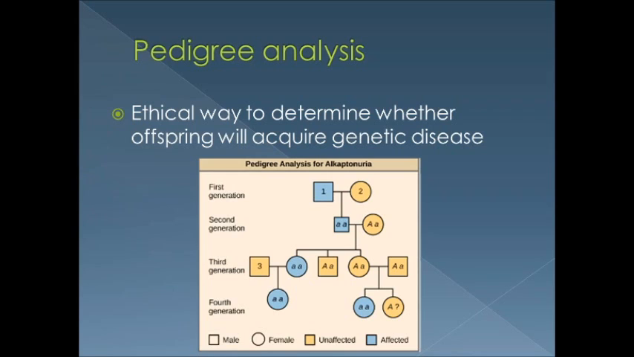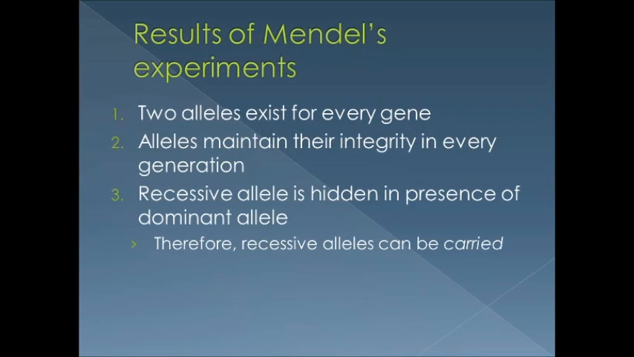Mendel determined from his experiments that two alleles exist for every gene, that alleles maintain their integrity in every generation, and that the recessive allele is hidden in the presence of the dominant allele. So, in the case of the heterozygous pea plant that we saw, it still carried that recessive gene for the green pea plant. So, those recessive alleles were carried, but they were not expressed.